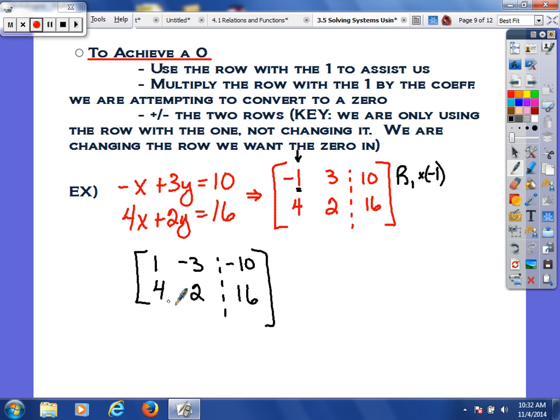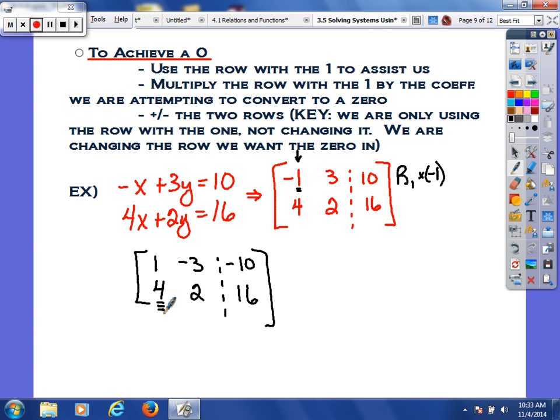Now, some students may ask, could I divide everything by 2 down here just to simplify it? Absolutely. That's a row operation. You can divide or multiply any row by whatever you want, because remember, a row is an equation, and as long as you do it to everything in an equation, you can multiply equations by whatever you want. So you could divide everything by 2 if you wanted to, but you really don't have to. Let's just leave it as it is. Now what we want to do is make the 4 a 0. Hopefully what you're thinking is, well, could I subtract 4 from 4?